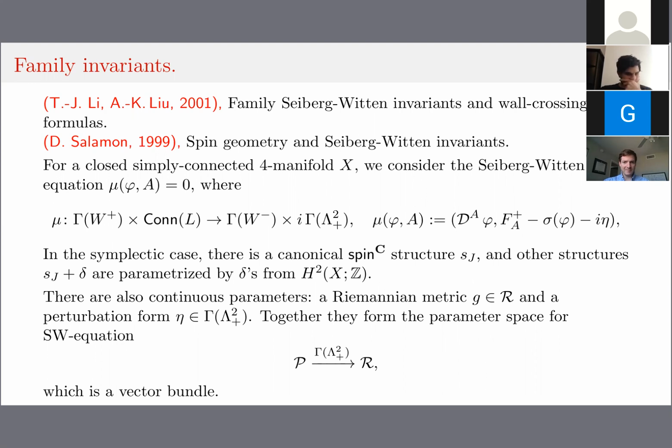And we will also need 2 continuous parameters: a Riemannian metric and a self-dual perturbation form, self-dual for the chosen Riemannian metric. So the space of the continuous parameters forms a vector bundle over the space of Riemannian metrics. The base is the space of Riemannian metrics, and the fibers are self-dual forms. So we just pick some point in the parameter space P, and then a spin C structure, and then we can solve the Seiberg-Witten equation and get some solutions.